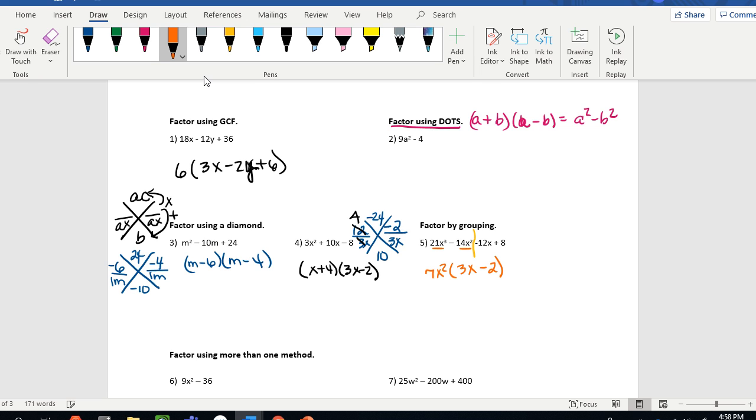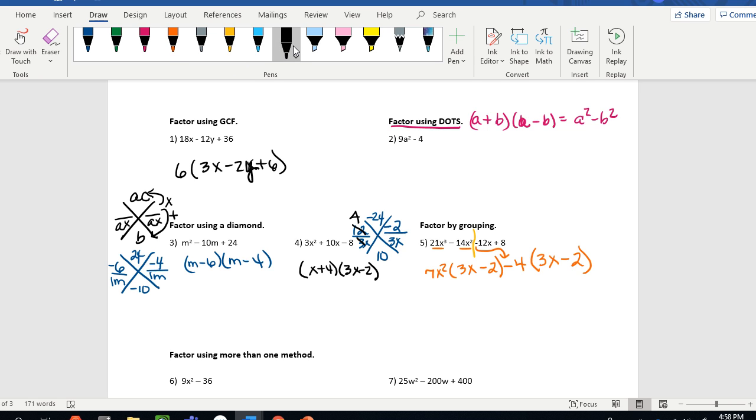minus 2. This one, that negative means that I'm going to have a minus here, and I can pull a 4 out of these. So pulling out a negative 4 means that this is going to leave 3x minus 2.